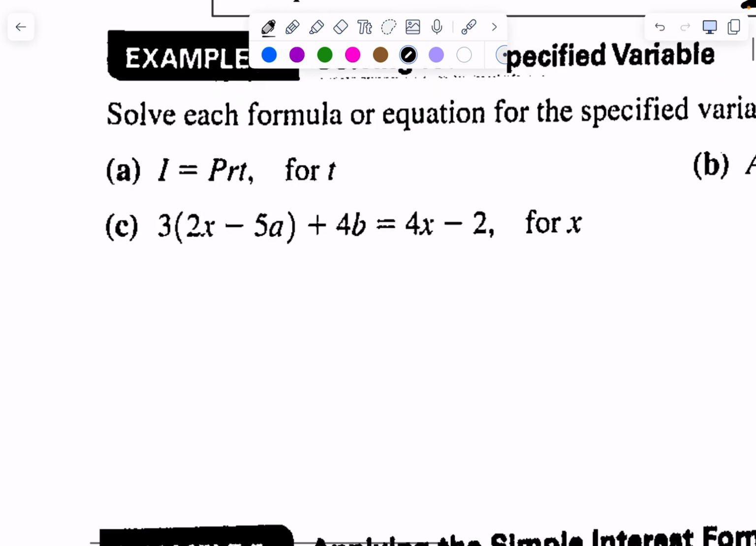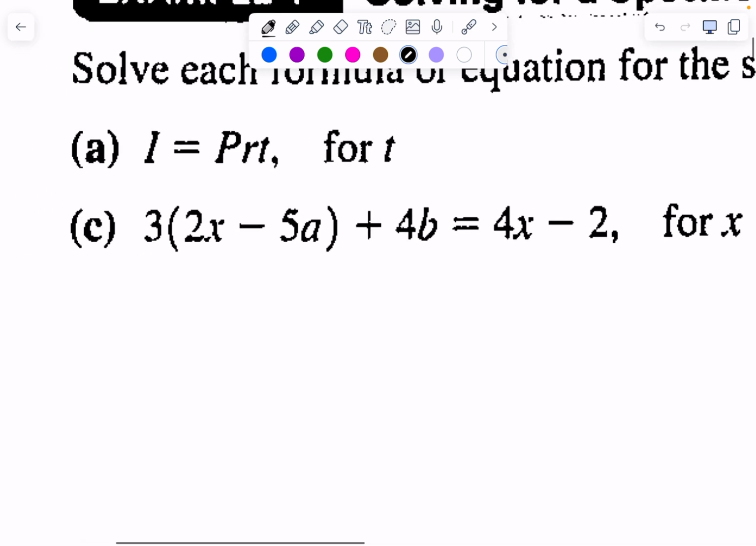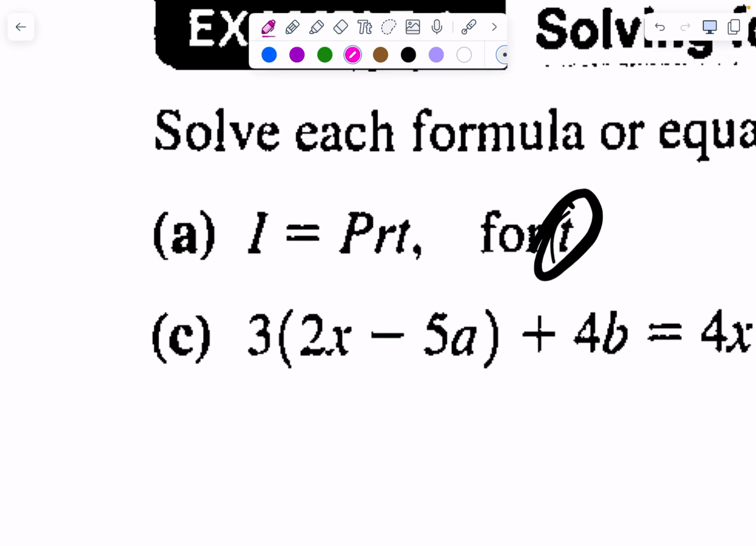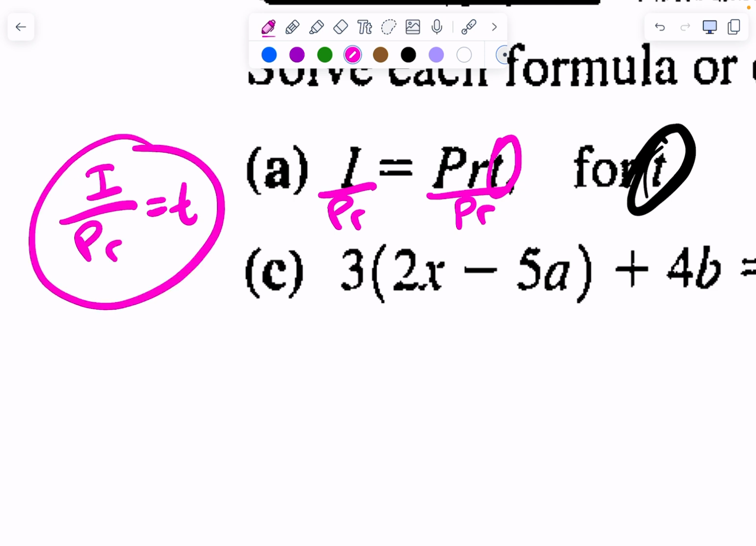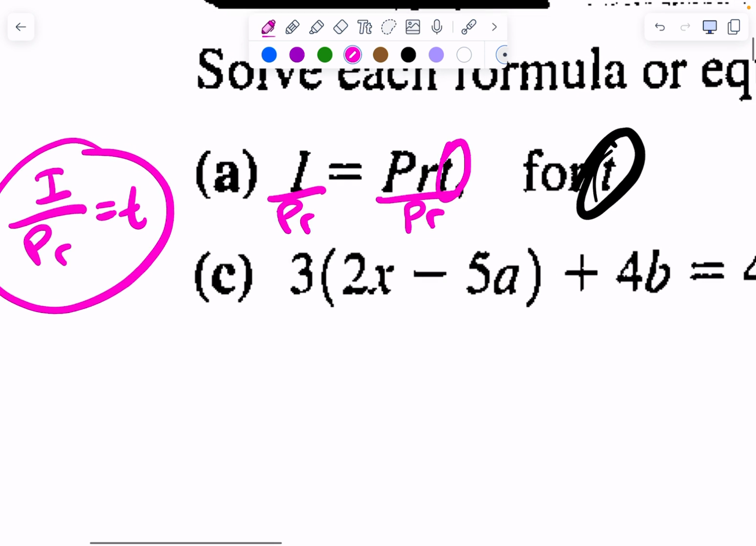Example 4. Solve each formula or equation for the specified variable. Here we're solving for t. How do I get rid of all this other junk? Can you move the p and the r at the same time? We're going to divide by pr, and divide by pr. So t will be equal to I over pr. That's all. The variable has been isolated. That one wasn't too bad.